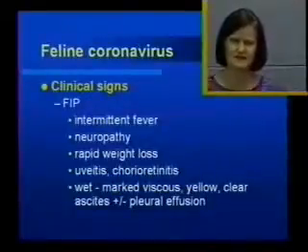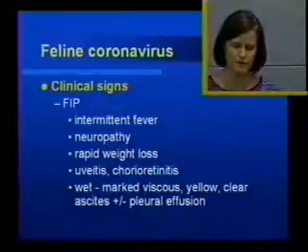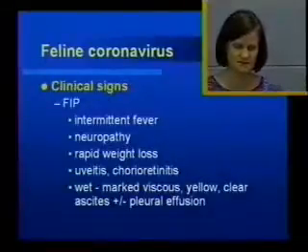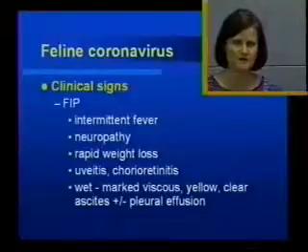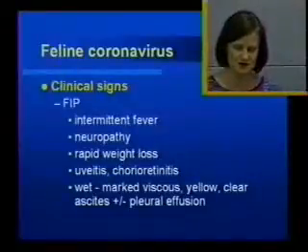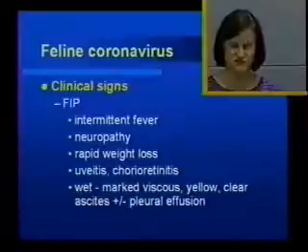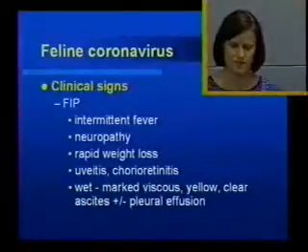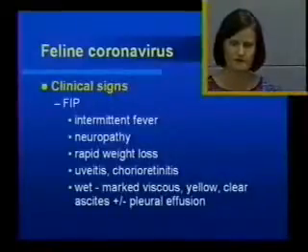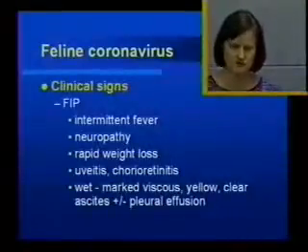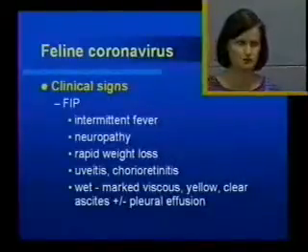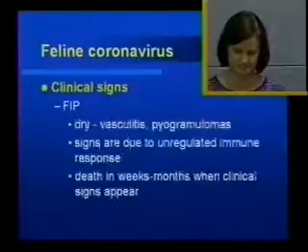In contrast, cats that have FIP become very ill. We frequently see intermittent fevers that are not responsive to antibiotics, and neurologic signs if the virus affects the central nervous system. Rapid weight loss is a hallmark of this disease. They also get inflammatory eye diseases such as uveitis and chorioretinitis, and can get two forms of the disease. In the wet form, there is a marked accumulation of viscous, yellow, clear ascites or pleural effusion.